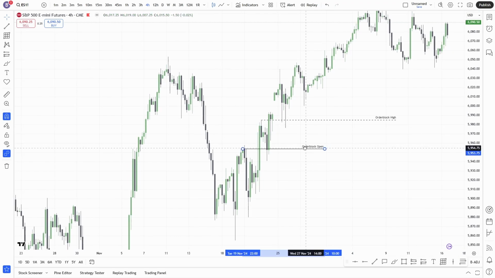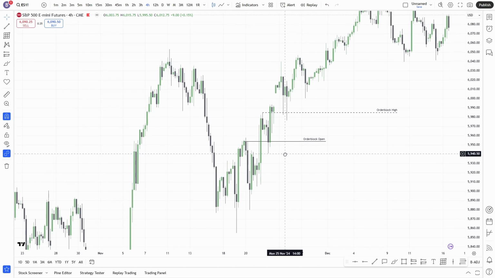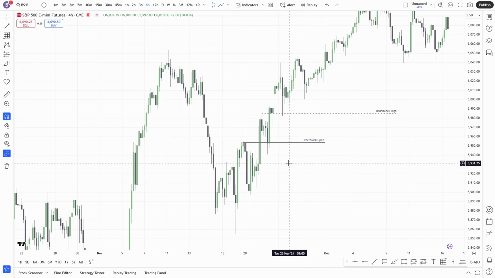Now I can mark these out all day. That is the premise of an order block: if we are in an uptrend, we will respect down close candles. And if we're in a downtrend, we'll respect up close candles.